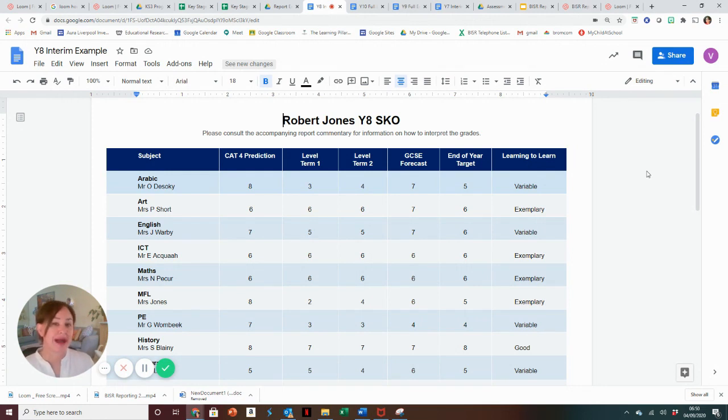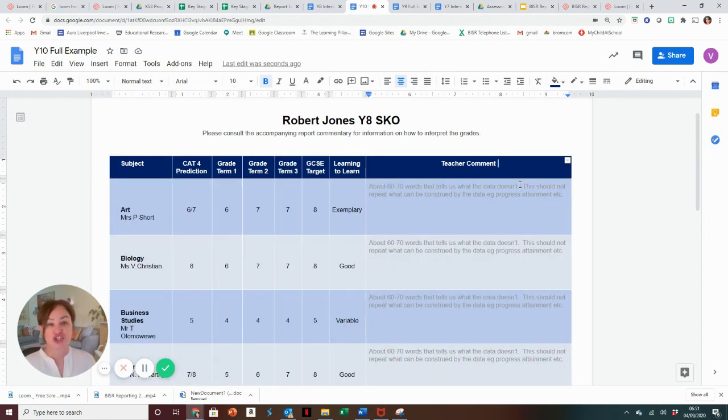So the first report you'll receive will be in December. It will be in this format and it will include a very short teacher comment. The next report you'll receive will be in March and it will look just like this. It won't have any teacher comment with it. In June, your child will receive the full report. As you can see, it's very similar in design and it will include a teacher comment.